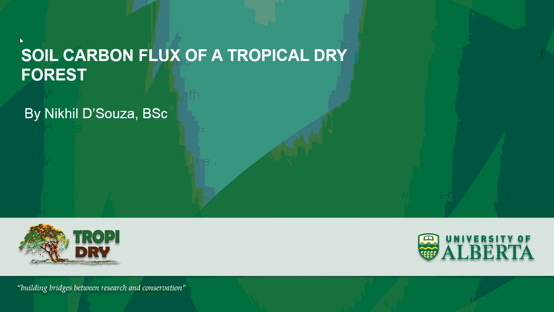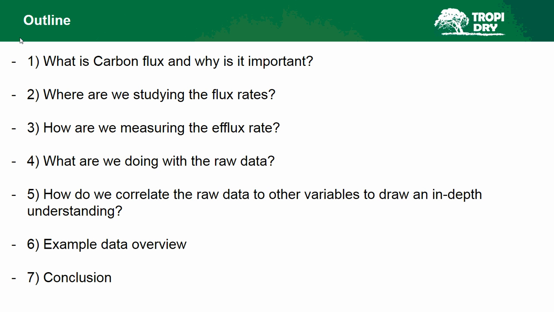Let us begin. The outline for today is: 1. What is carbon flux and why is it important? 2. Where are we studying the flux rates? 3. How are we measuring the efflux rate? 4. What are we doing with the raw data? 5. How do we correlate the raw data to other variables to draw an in-depth understanding? Example data overview would be after that, followed by the conclusion.